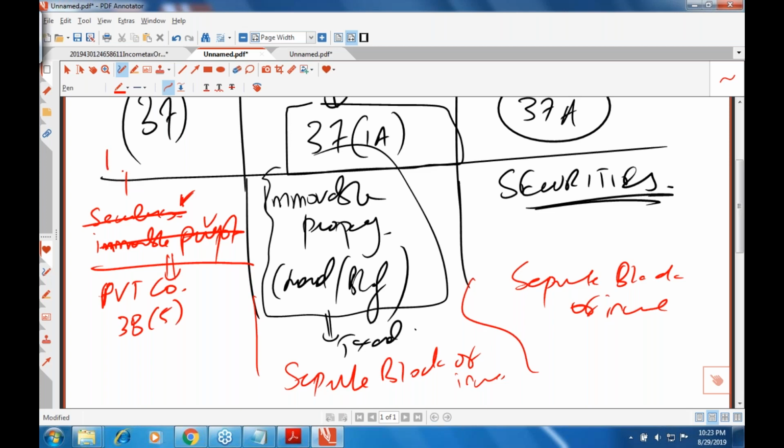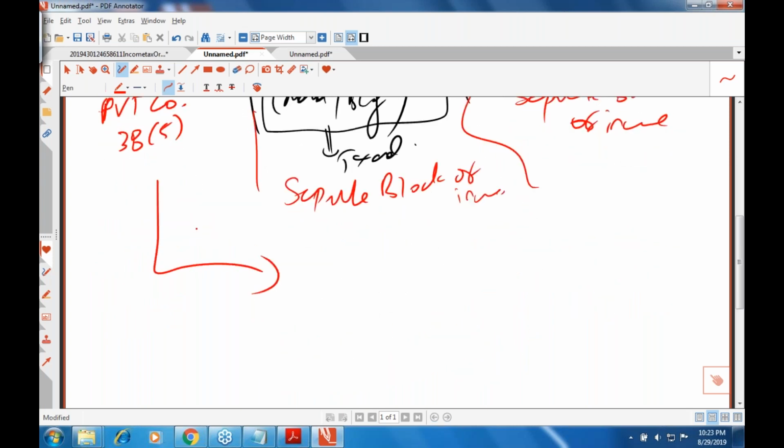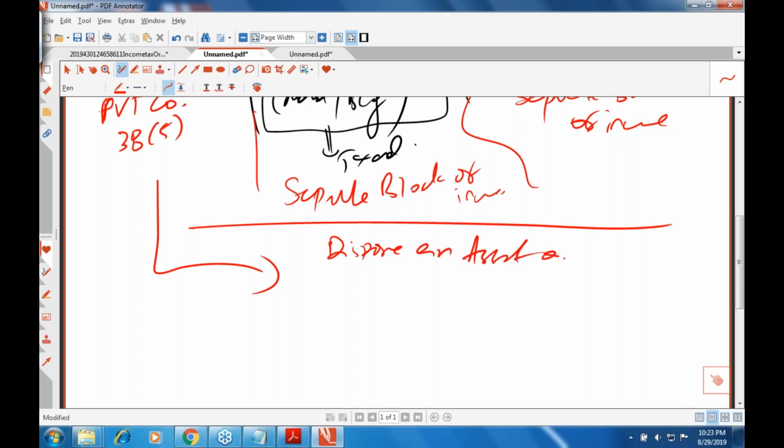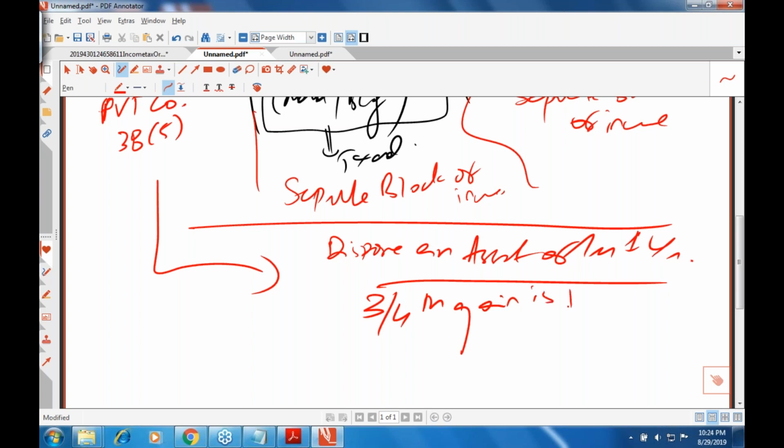And when you compute the gain under section 37, remember one thing. Under this section 37, if you dispose of an asset after 1 year, then 3/4 of the gain is taxable. If you dispose of an asset after 1 year, then 3/4 of the gain is taxable.